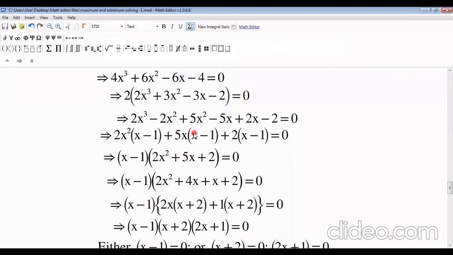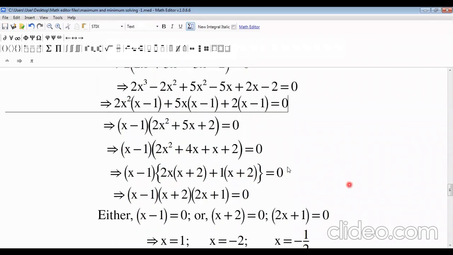So taking x minus 1 common, we get 2x square plus 5x plus 2. Again factorization here. The coefficient of x square is 2, and the constant term is 2. So 2 and 2 multiply to 4. 4 ones are 4, so 4 and 1 will make 5. Using the middle term factorization, we can write 2x square plus 4x plus x plus 2 equals 0. Now x minus 1 again common, here 2x common gives x plus 2, and here only 1 common, so x plus 2.